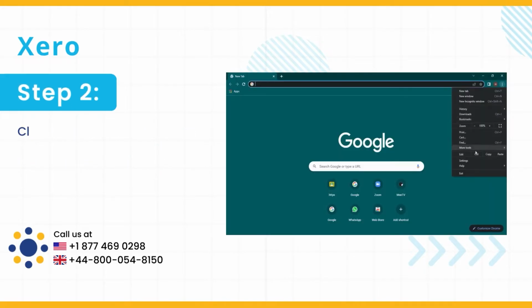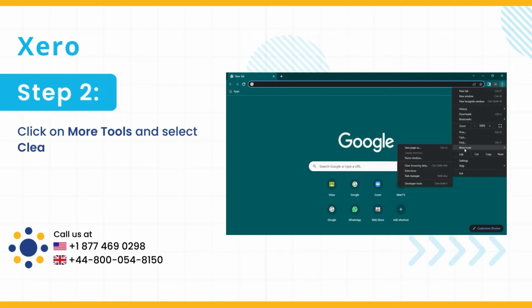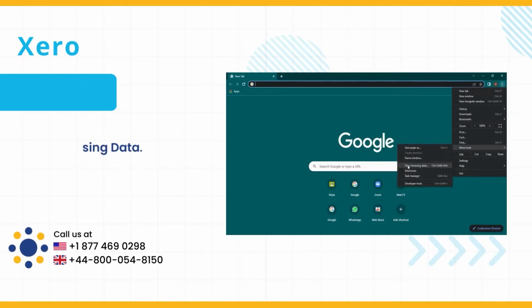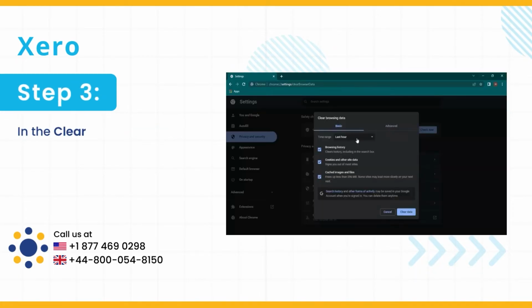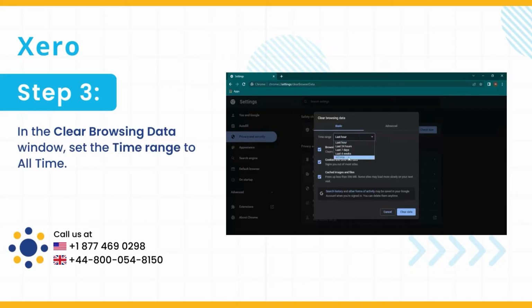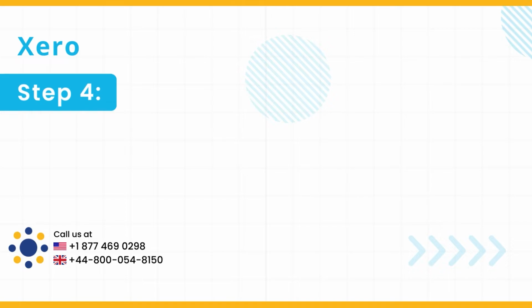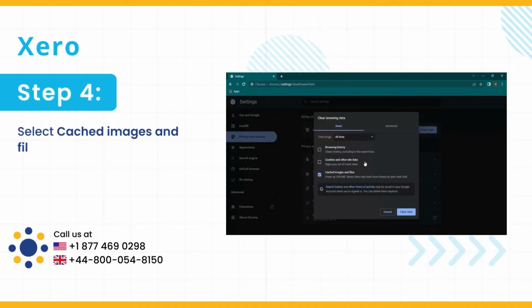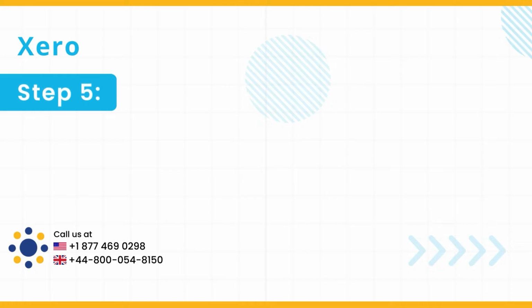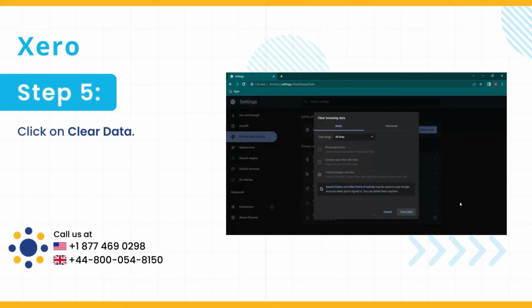Step 2, click on More Tools and select Clear Browsing Data. Step 3, in the Clear Browsing Data window, set the time range to all time. Step 4, select Cached Images and Files under the Basic tab. Step 5, click on Clear Data.